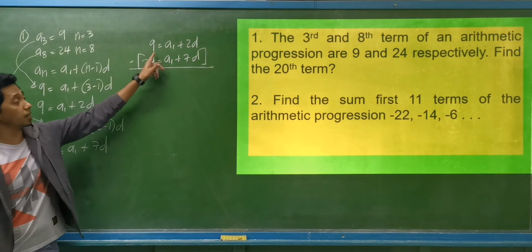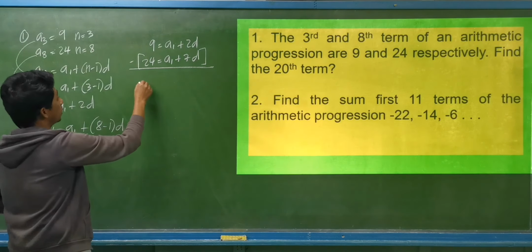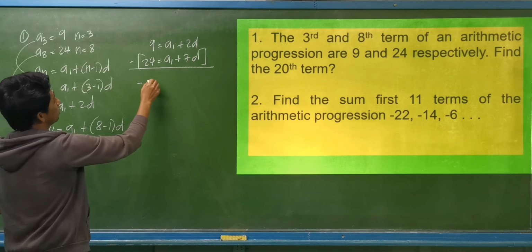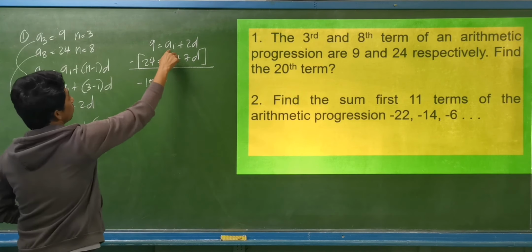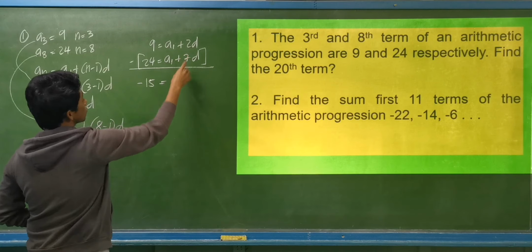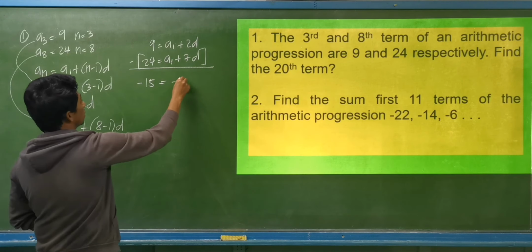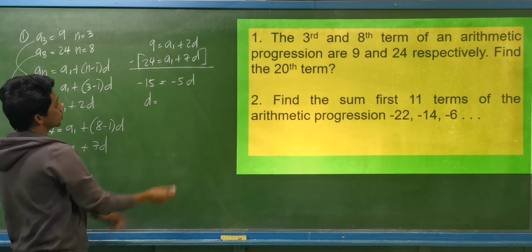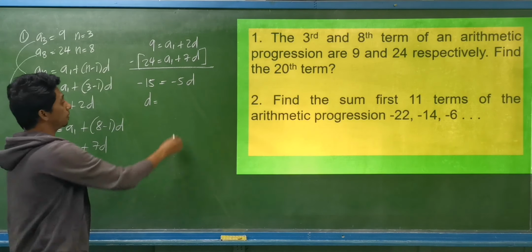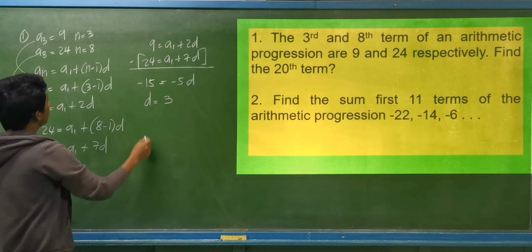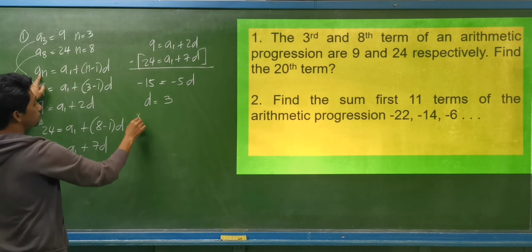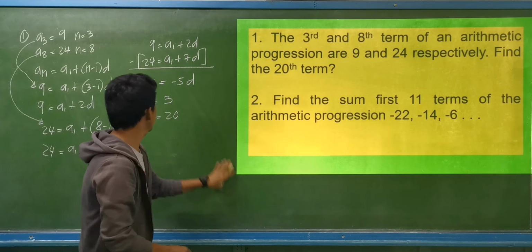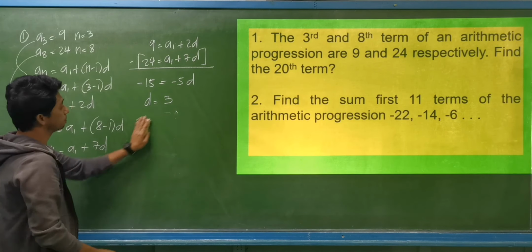So this is 9 minus 24, that is equal to negative 15. So a1 minus a1 is 0. 2 minus 7 is negative 5 times the common difference. So our common difference is negative 15 divided by negative 5, which is 3. So we are now looking for the 20th term, that is at n is equal to 20.